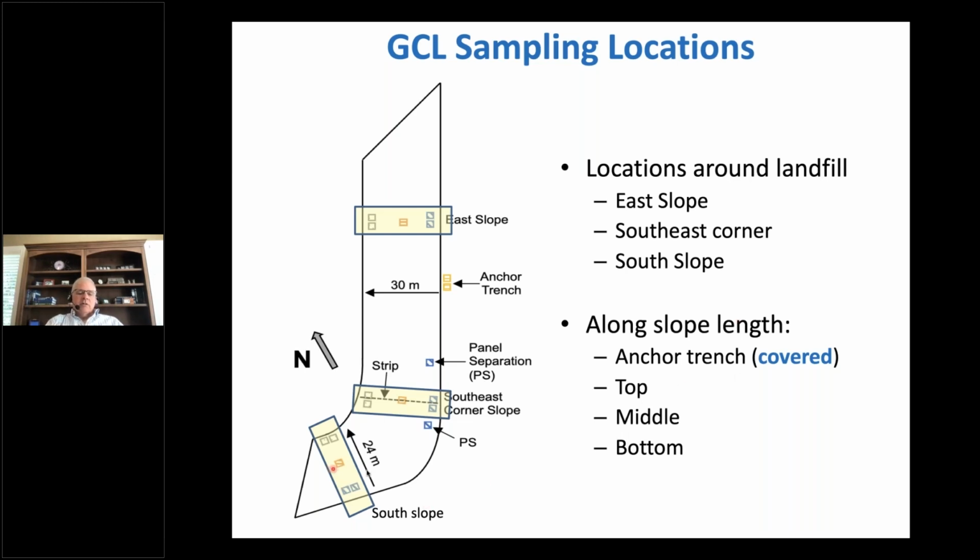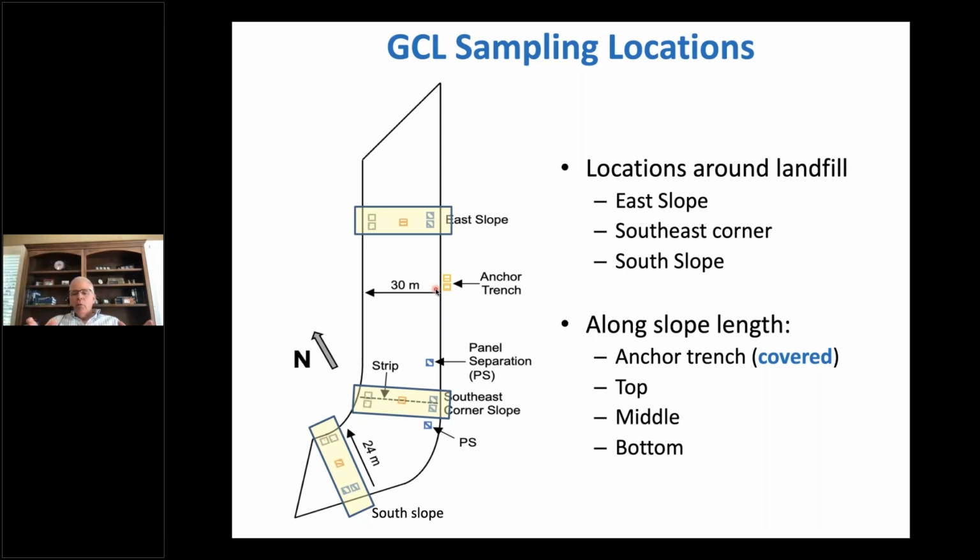A south slope transect, a southeast corner slopes transect, and the east slope, and an anchor trench as well. You'll see a little later on, I've affiliated these two anchor trench samples, the one sample with the east slope transect and the lower one with the southeast, although recognize that these anchor trench samples are somewhere in between those two. But sampling along the length of the slope, so one at top of slope, mid slope, bottom of slope, and then a couple of samples in the anchor trench.